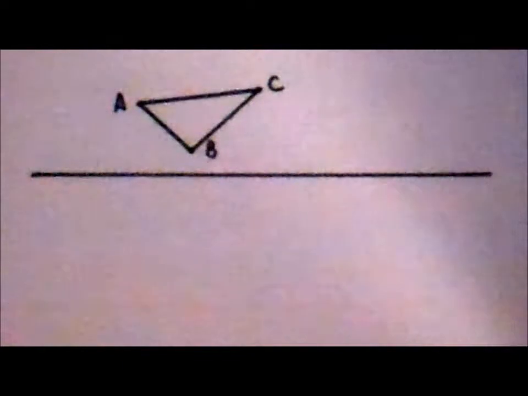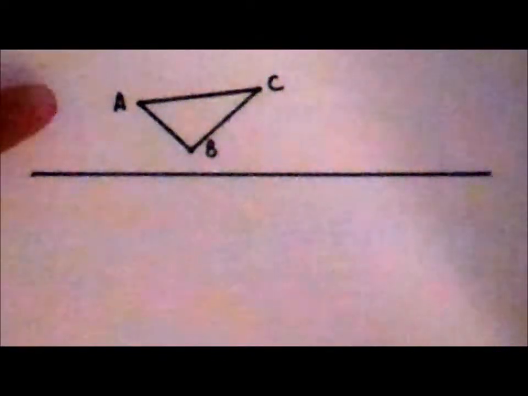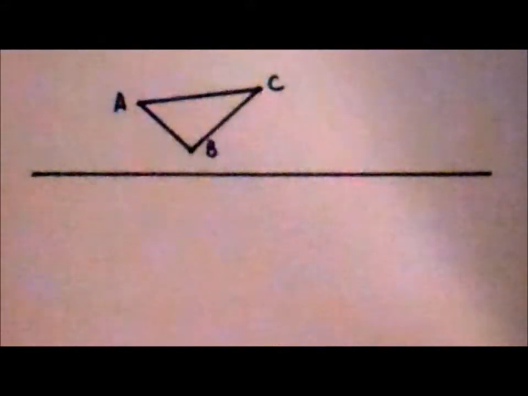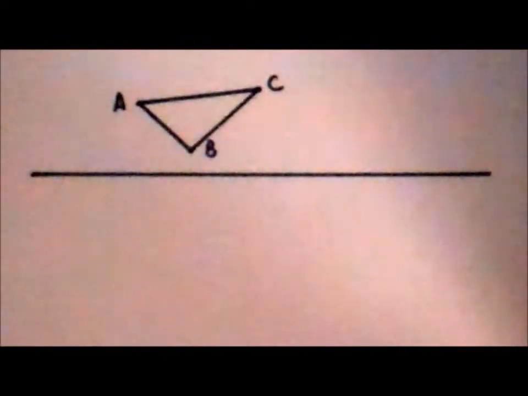What I'd like to show you today is we're going to take this triangle ABC. I'm going to go ahead and reflect it over our line of reflection right here, using again just a compass and a straight edge.